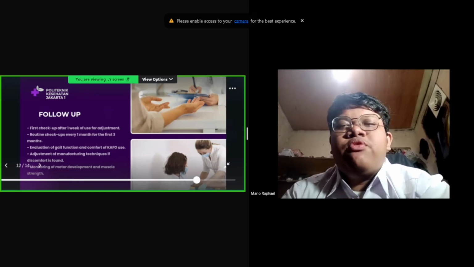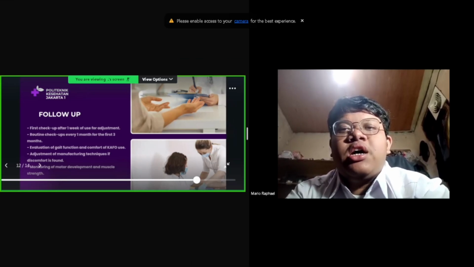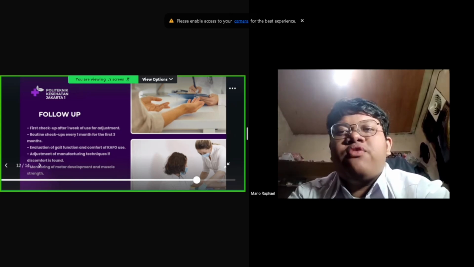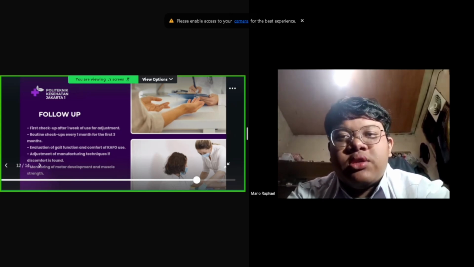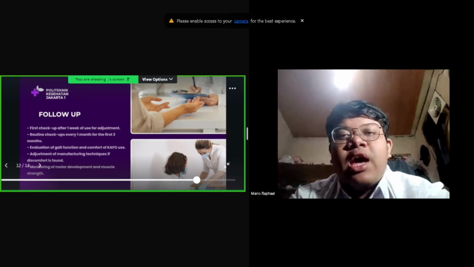And for the follow-up, first, check-up after 1 week of use for adjustment. Second, routine check-ups every 1 month for the first 3 months. Third, evaluation of gait function and comfort of KAFO use. Fourth, adjustment of manufacturing techniques if discomfort is found. And last, monitoring of motor development and muscle strength. Next.